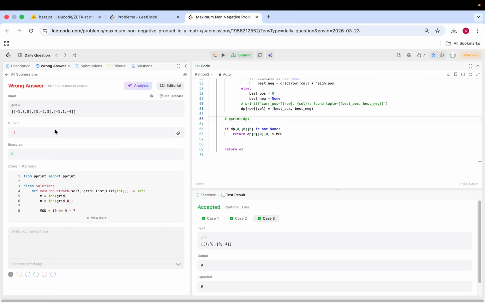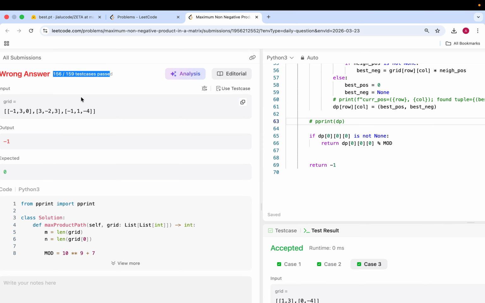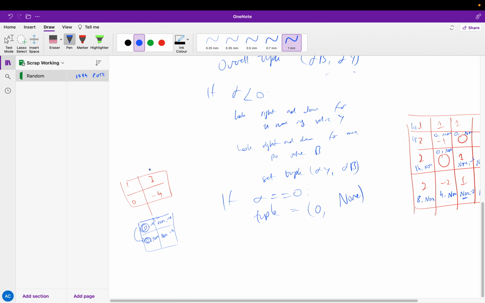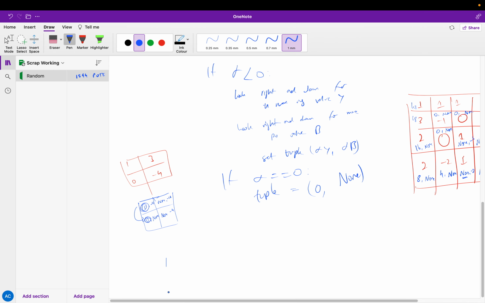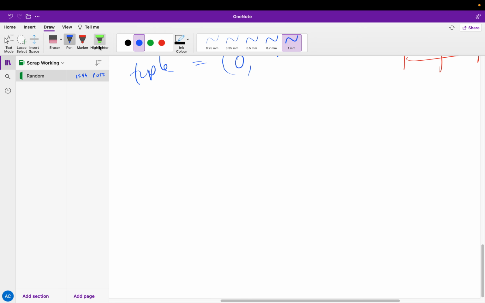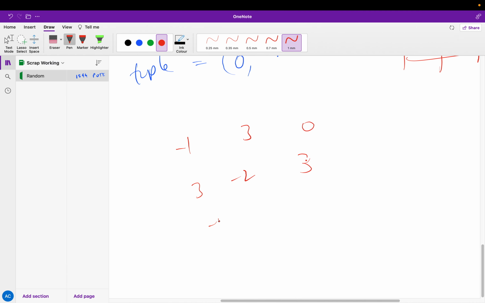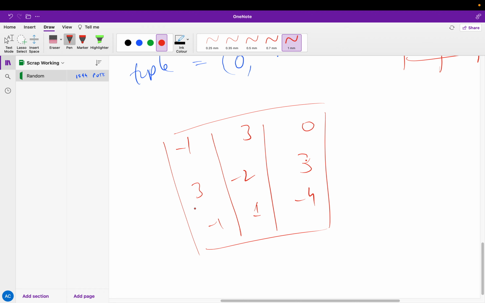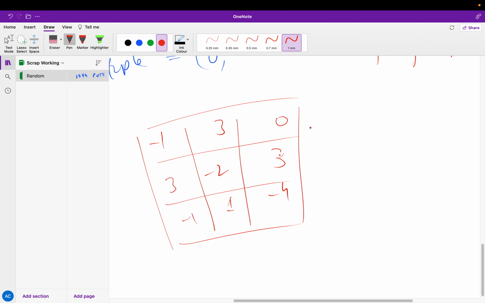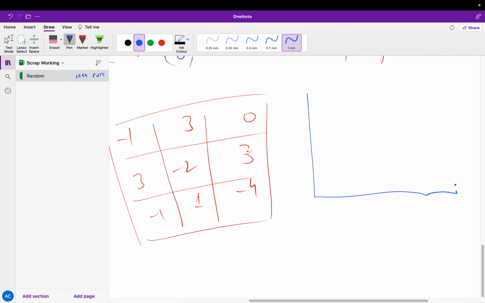Oh, we got close. Alright, so this might genuinely be an issue with the logic, because again, it's the zeros. So let's see. We got -1, 3, 0. -1, 3, and 0. 3, -2, 3. -1, 1, 1, -4. So the DP would be the same size, originally set to all none.